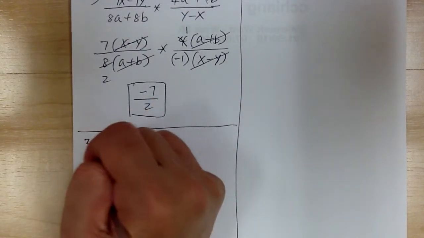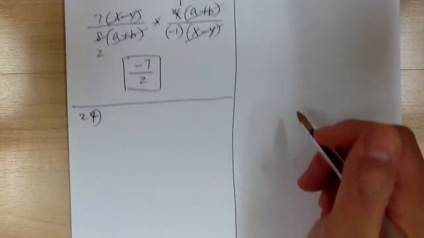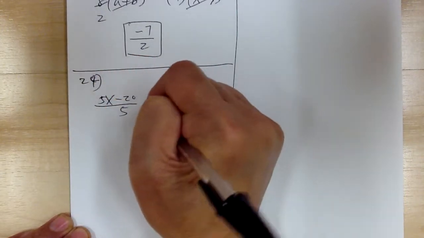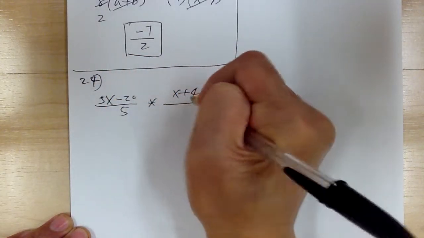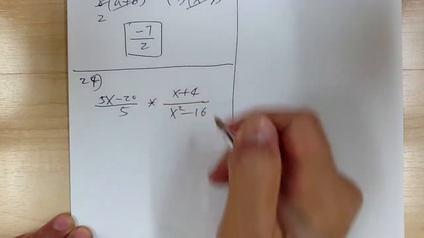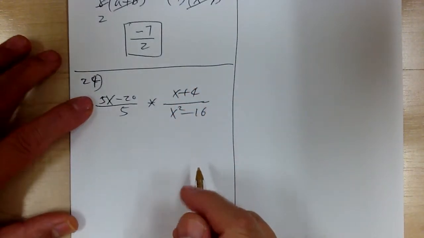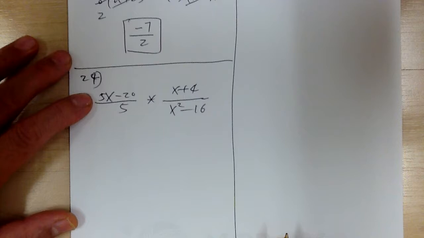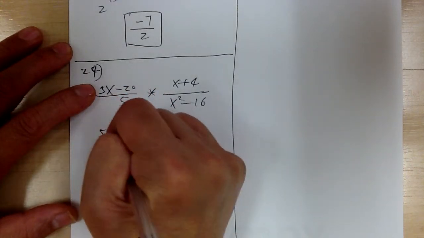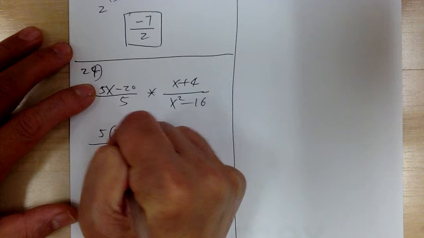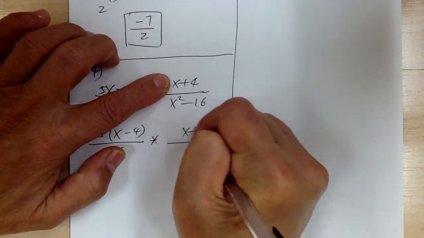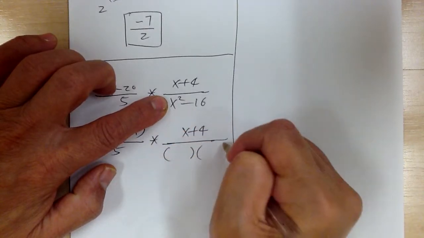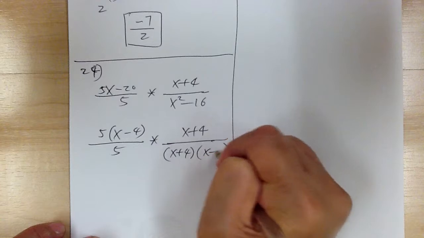Okay, let's go to number 24. You have 5x minus 20 over 5 times x plus 4 over x squared minus 16. So that's going to do the factoring. This one, again, make sure you go through step 1, step 2, go through the steps before you jump into master product. So this one you can factor out the 5. This one cannot, leave it alone. This one is a difference of squares, so you have to factor it into conjugates.